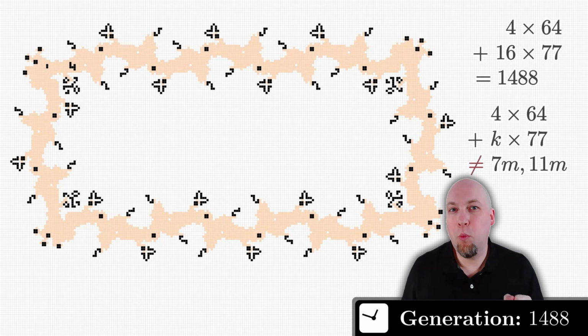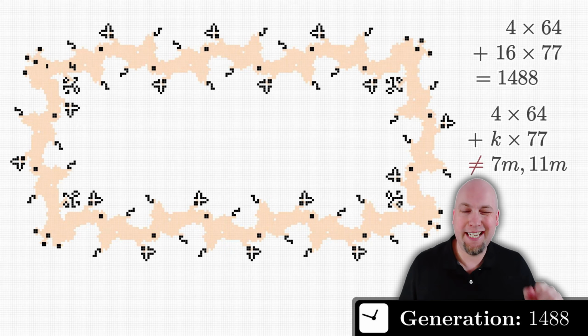So we're going to need to make one final tweak to these Herschel tracks to get those last remaining periods, to get those multiples of 7 and multiples of 11 that are bigger than or equal to 61.